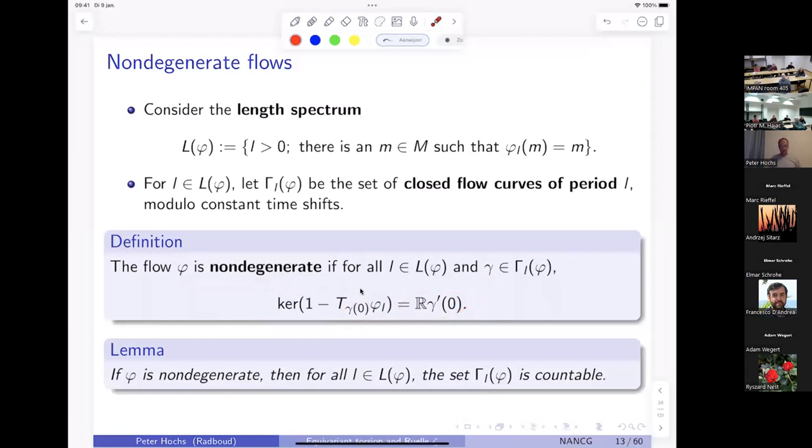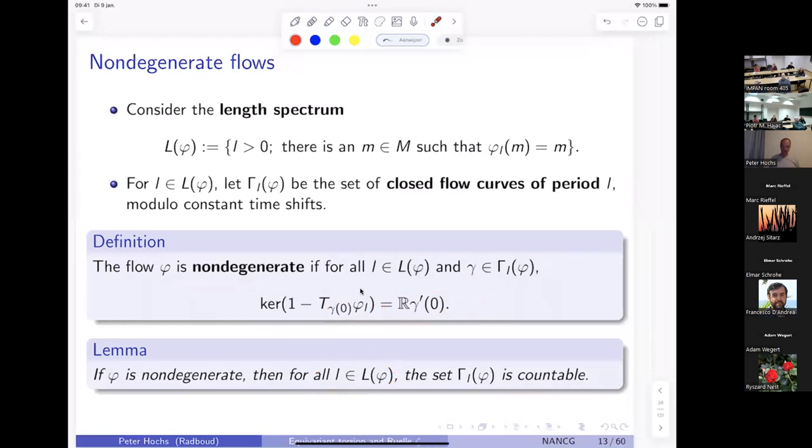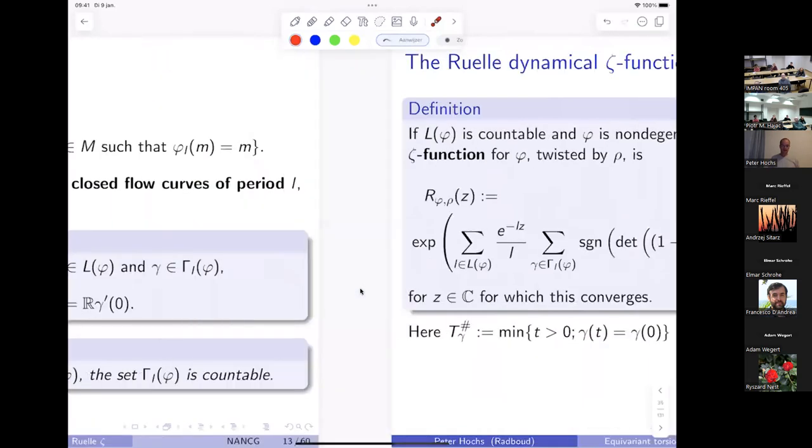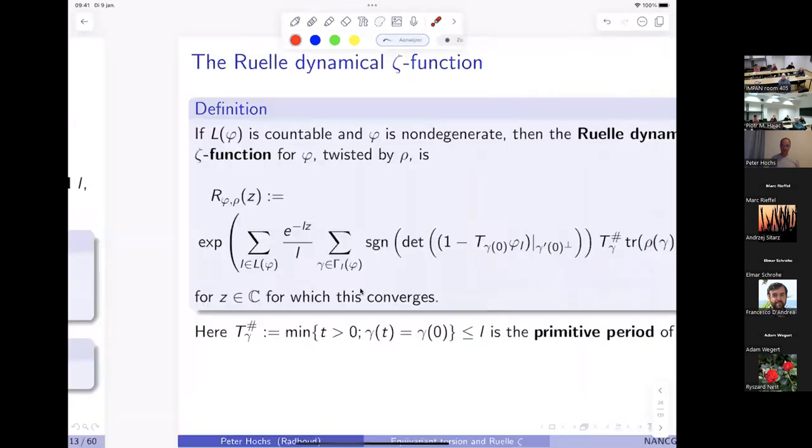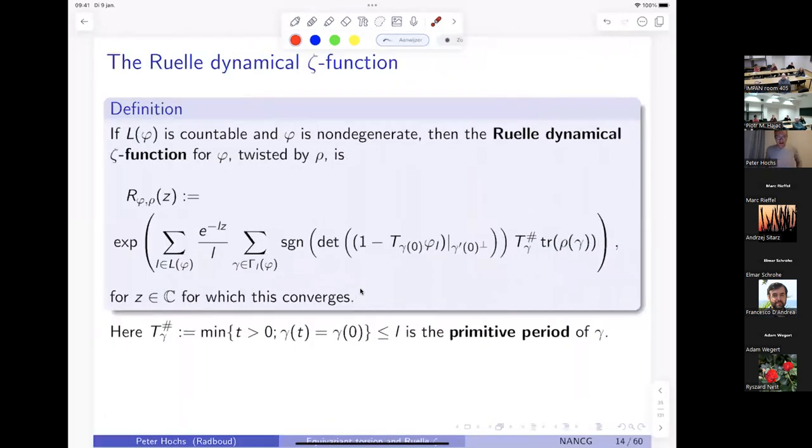That simplifies a few things. For example, if that's true, then for every possible period, this set of flow curves for that period is countable, which helps if you want to sum over it. I'll give some special cases and examples later where this is satisfied. Now, under that condition, we have a definition.